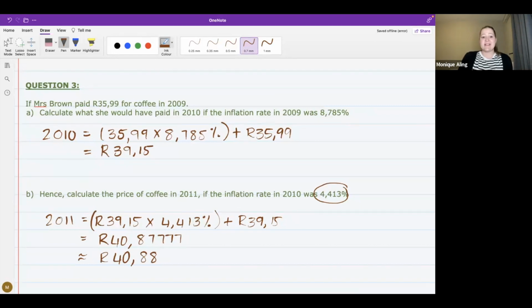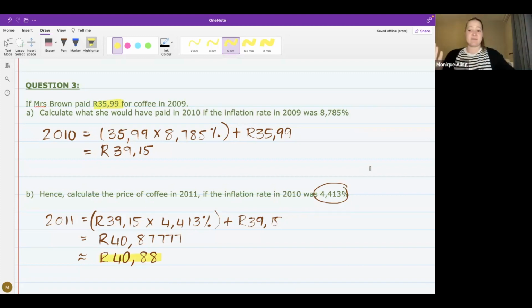So can we just see the impact of inflation? This coffee was 35 Rand 99. And after 2 years, the price has gone up to almost 41 Rand. Okay, and that is how inflation works. Very similar working out to compound interest, but it's basically percentage increase of a price.